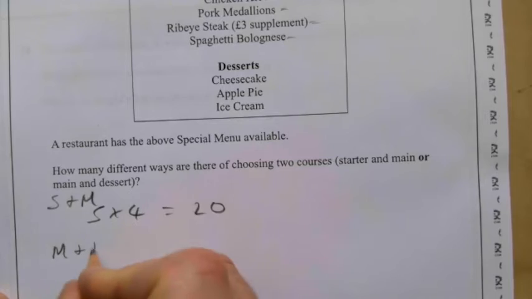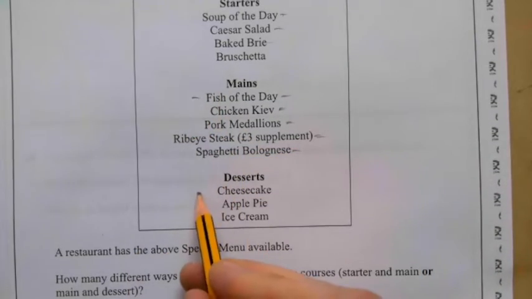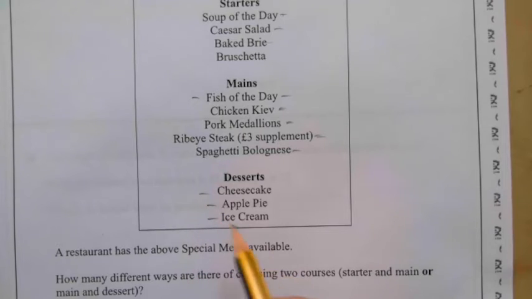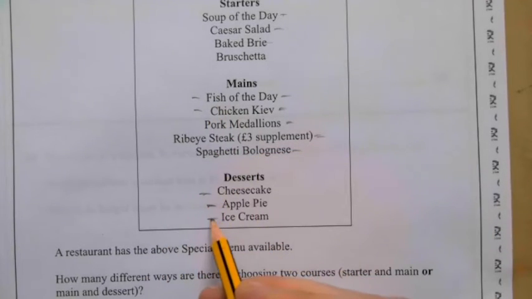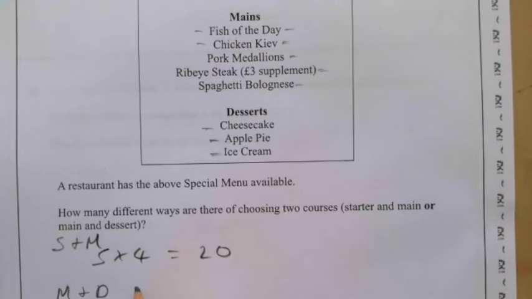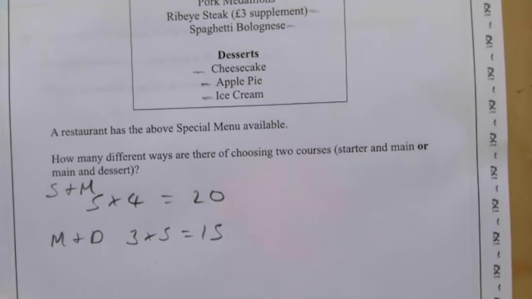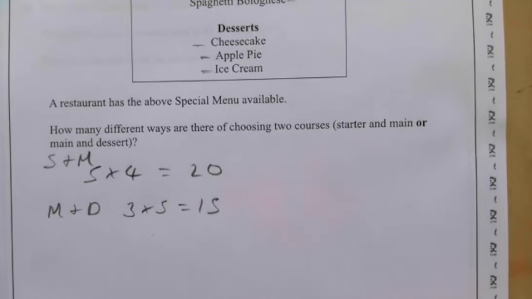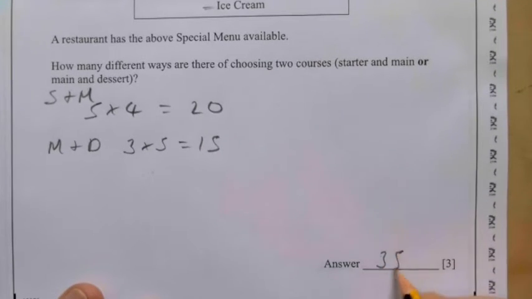For mains and desserts, you could have fish of the day with cheesecake, apple pie, ice cream. Or you could have chicken Kiev with cheesecake, apple pie, ice cream. Again, I hope you see the pattern. There's 3 times 5, and that gives me 15. So my total then is 20 plus 15, and that gives us 35.